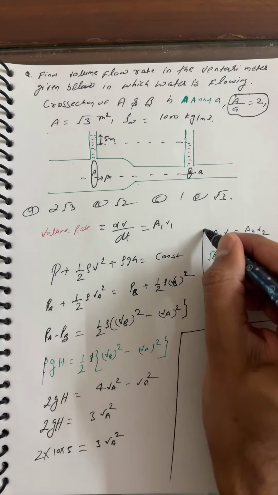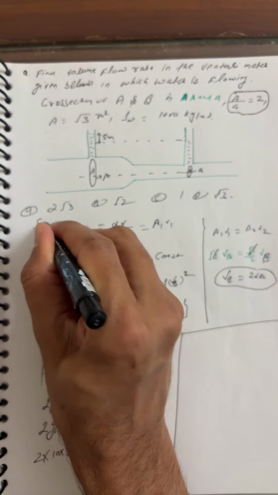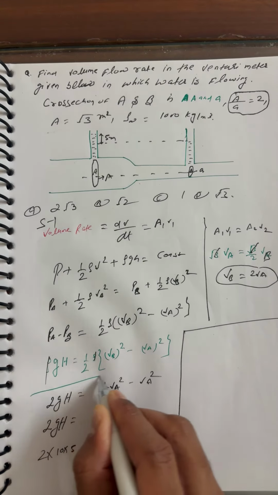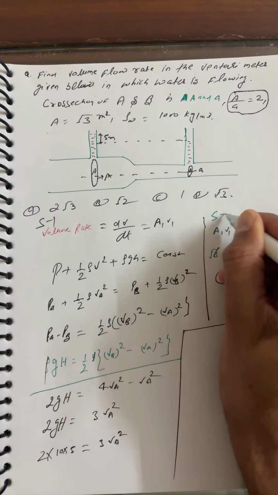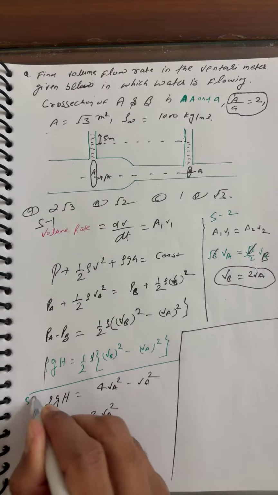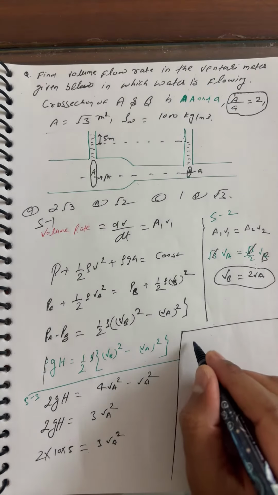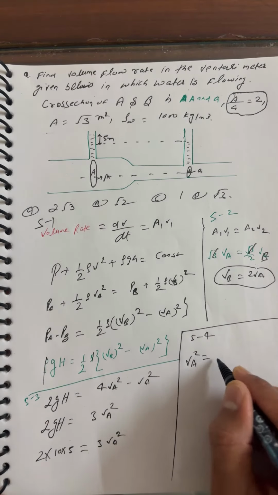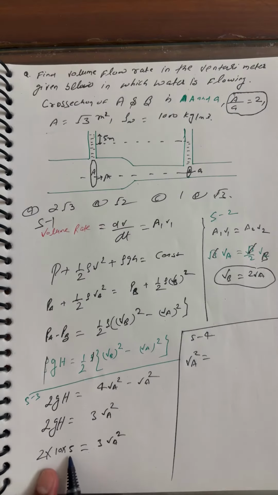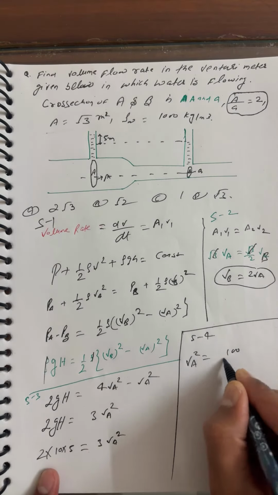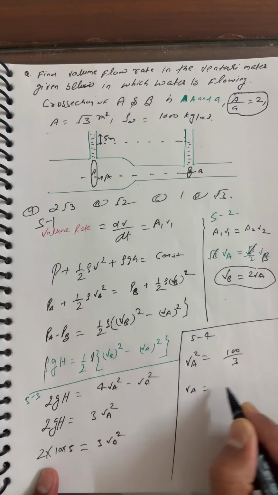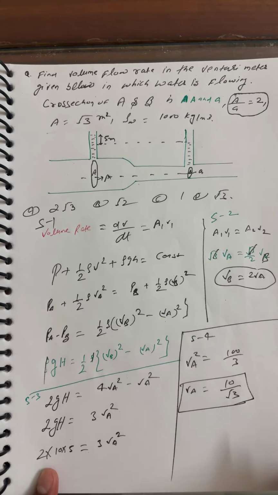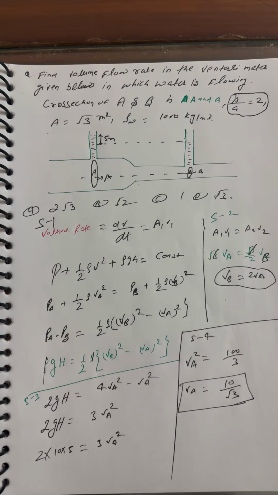I'll categorize here so that anyone can understand. Students, this is step 1 till now. Step 1. This is step 2. This is step 3. Step 4 is the final calculation. We wish to find VA square. What you can see? 2 tens are 20, 100 by 3. So VA we will get is 10 by root 3. This is VA.